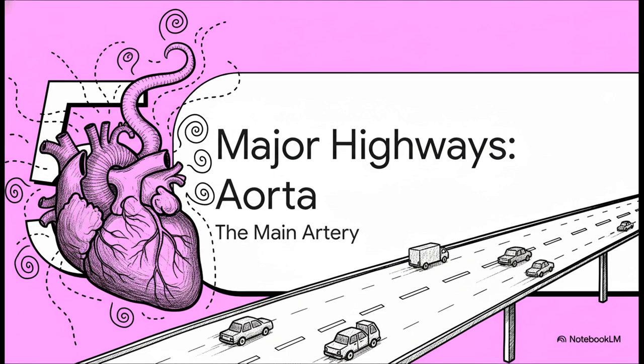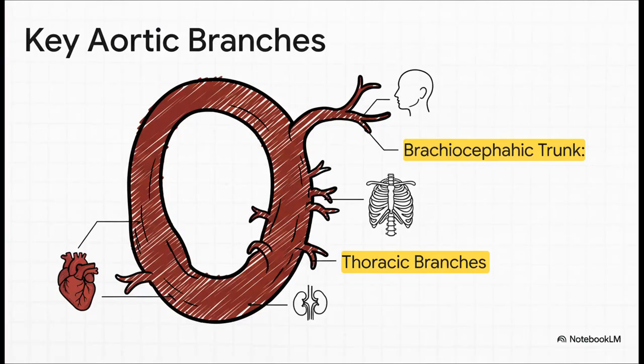We just mentioned that big systemic circuit. So now let's zoom in and travel down the main superhighway that leaves the heart on that circuit, the aorta. The aorta is like a giant tree trunk with all these crucial branches feeding the whole body. It really helps to learn them by region. So the very first branches, right at the base of the aorta, are the coronary arteries. They feed the heart muscle itself. Makes sense, right? The pump needs its own fuel.